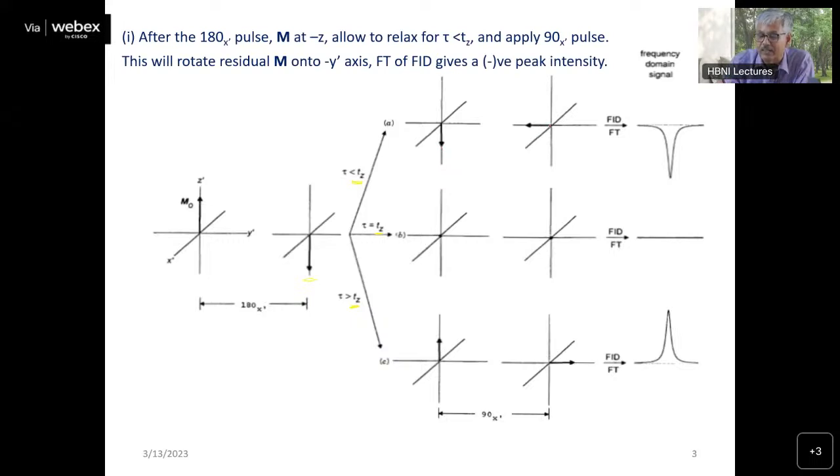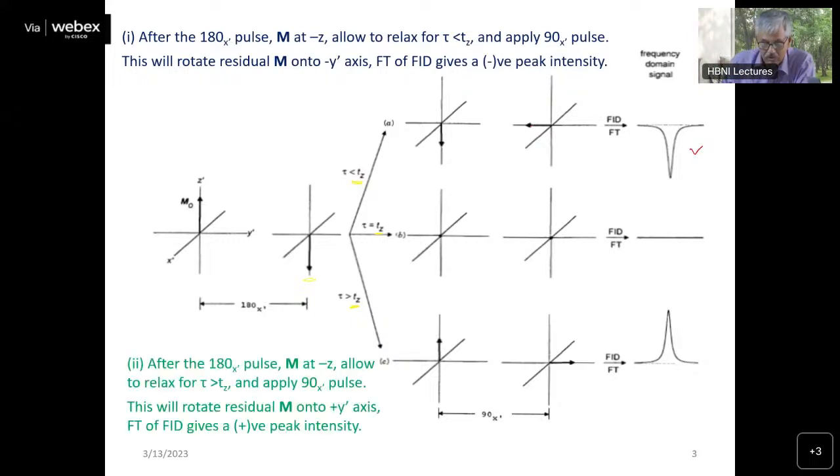Now you give a 90-degree pulse, so it will bring it to the minus Y axis, and you acquire the FID. If you do a Fourier transform, because it is now in the minus Y axis, you get a negative peak. Now when the delay time tau is more than Tz, the magnetization will reach the plus Z axis. If you now give a 90-degree pulse, it will bring it to plus Y, and you acquire the FID, and if you do the Fourier transform, you get a positive signal.